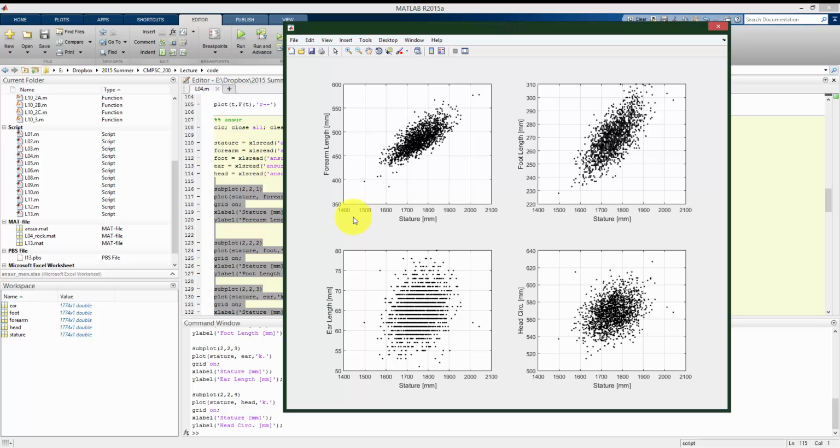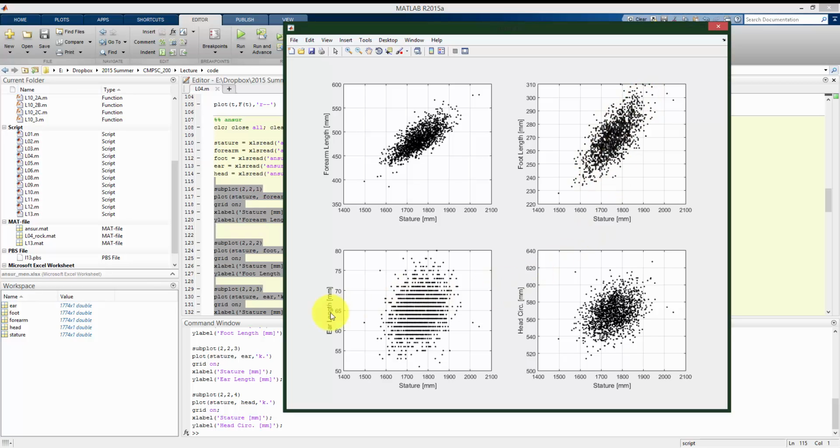If we look at the upper left, our stature to forearm length, it looks like there's a general trend here: the larger your stature, or the taller you are, the longer your forearm plus hand length is going to be. So there's a fairly nice linear relationship between the two. And we'll see what they look like on top of each other there. If we look at foot length, we see a similar type of relationship here. Generally, the taller you are, the longer your foot is, the general rule we see in the top right.